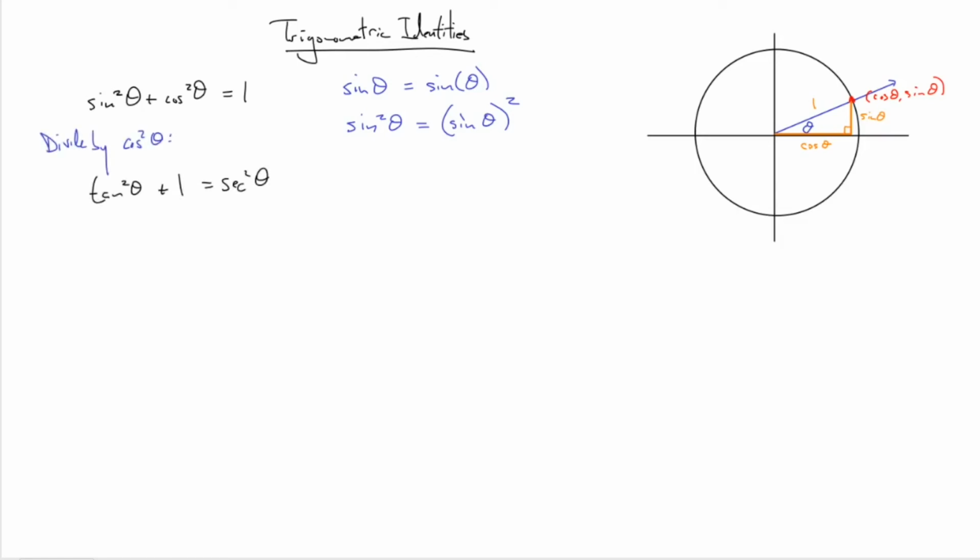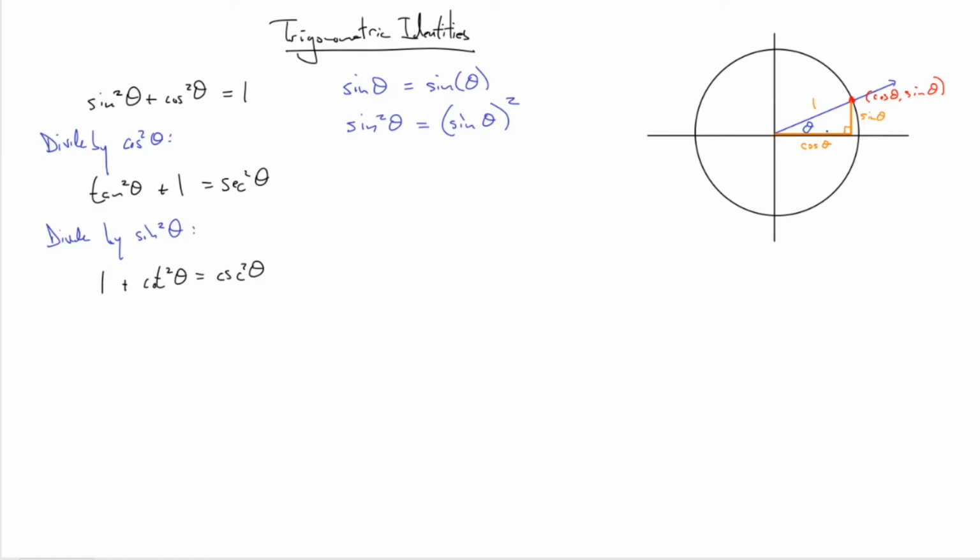Dividing both sides of this identity by cosine squared theta gives you this version of it, tangent squared theta plus 1 equals secant squared theta. And dividing the original identity, sine squared theta plus cosine squared theta equals 1, by sine squared theta on both sides gives us 1 plus the cotangent squared theta is equal to the cosecant squared theta. So sometimes those identities are useful as well.